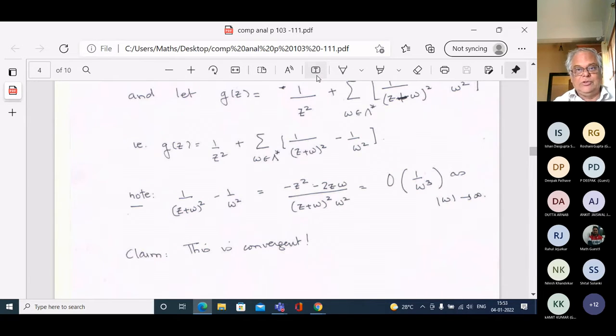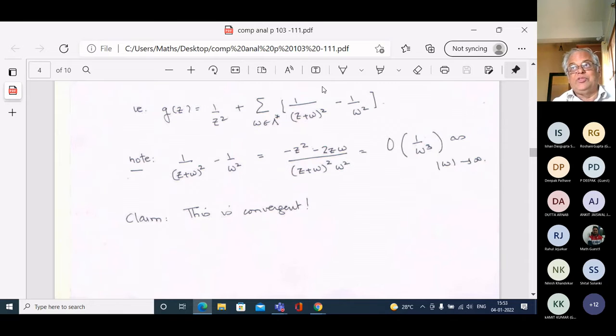Why? It basically boils down to the same thing as saying that summation 1 over n is divergent, but summation 1 over n to the k is convergent for all k greater than 1. What would you expect the statement to be in 2 dimensions?